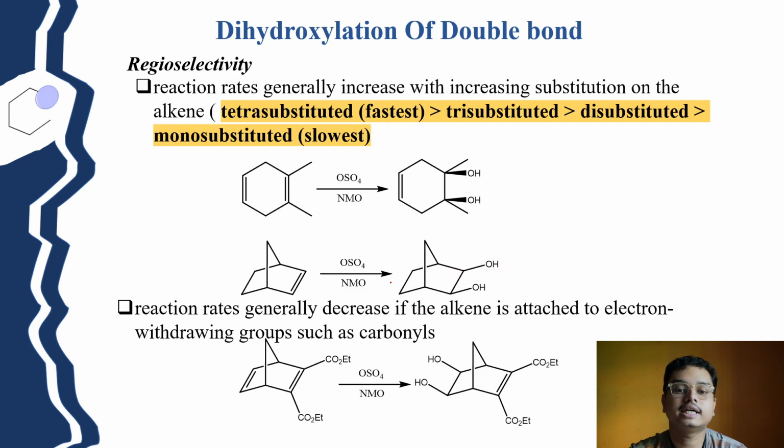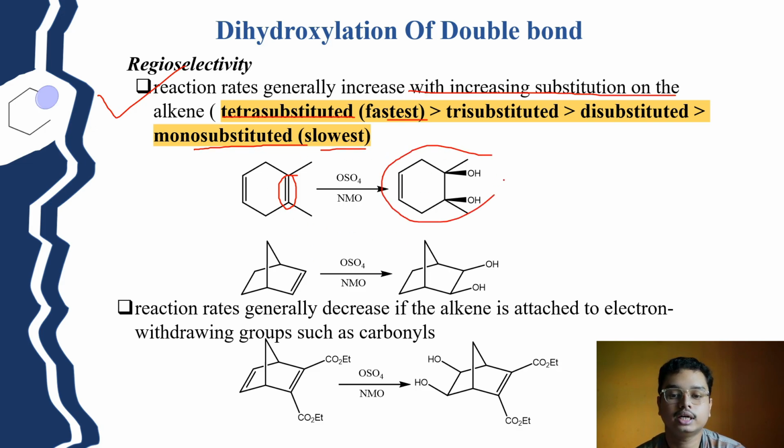Now let us talk about the regioselectivity. The reaction rate generally increases with increasing substitution of the alkene. We observed a similar trend in the MCPBA reaction, where the most substituted alkene, having more electron density in the double bond, undergoes the reaction more readily. So here it is written that tetrasubstituted alkenes are the fastest, while monosubstituted alkenes are the slowest in this reaction.